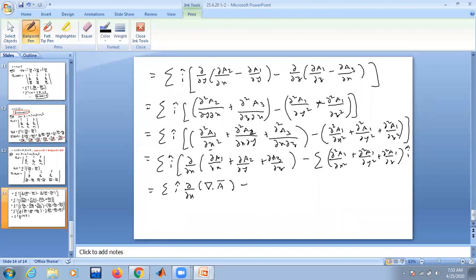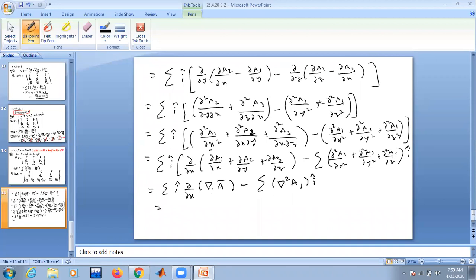Divergence of a bar minus, can you identify this expression? Dou square a1 by dou x square plus dou square a1 by dou y square plus dou square a1 by dou z square. That is nothing but del square a1. Del square, Laplacian, second order partial derivative. Dou square phi by dou x square plus dou square phi by dou y square plus dou square phi by dou z square is del square phi. Here phi equal to a1 into I bar.